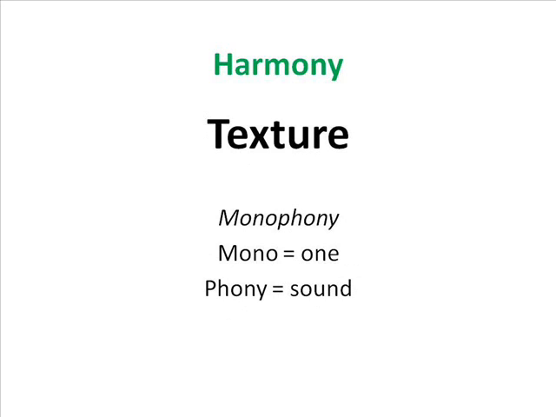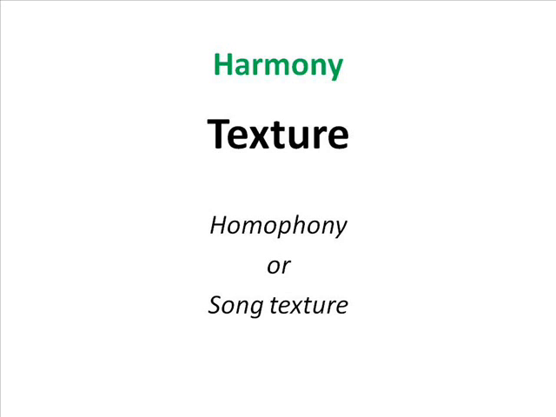Another element of harmony is texture. You have already listened to monophonic music, O Death by Ralph Stanley and the Church Chant, both unaccompanied melodies. That is the first texture, monophony, one sound. The next texture is homophony or song texture.